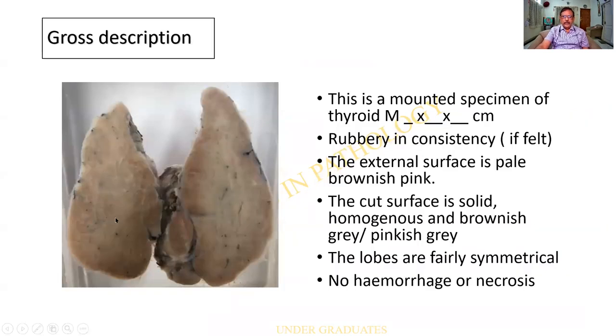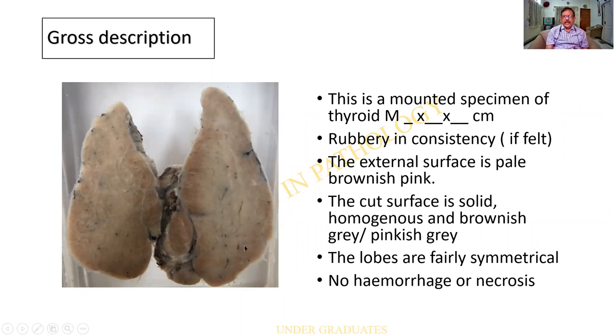This is a mounted specimen of Hashimoto's thyroiditis. Look at it over here. Both the lobes are more or less symmetrical. In fact, this is appearing slightly smaller, but doesn't matter. Solid, homogeneous, grayish pink. It is somewhat grayish white because it has been put in formalin for a long time. When you describe, you will have to mention the length, the breadth, as well as the thickness of the specimen. The cut surface is solid, homogeneous, and brownish gray or pinkish gray.